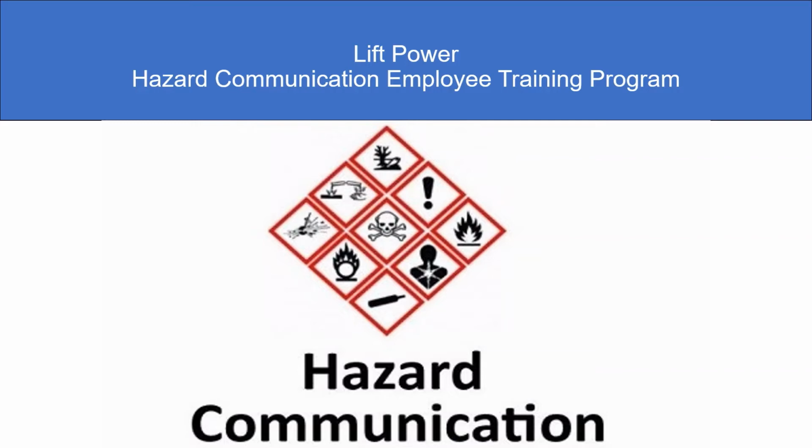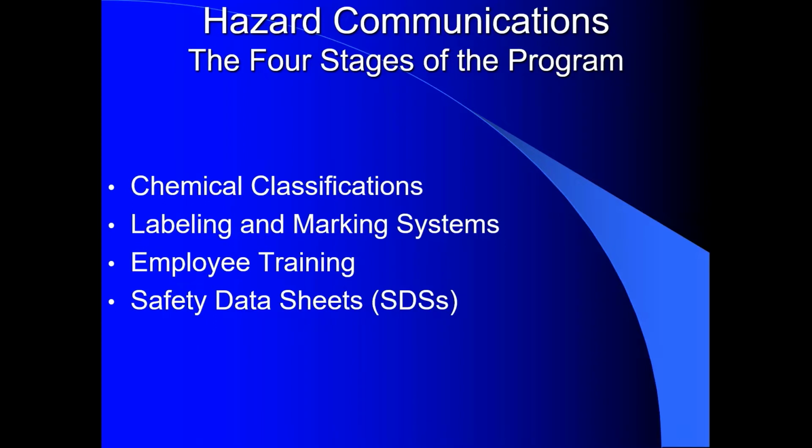Lift Power Hazard Communication Employee Training Program. Hazard communications, the 4 stages of the program. First, chemical classifications. Next, labeling and marking systems, employee training, and safety data sheets, SDS.